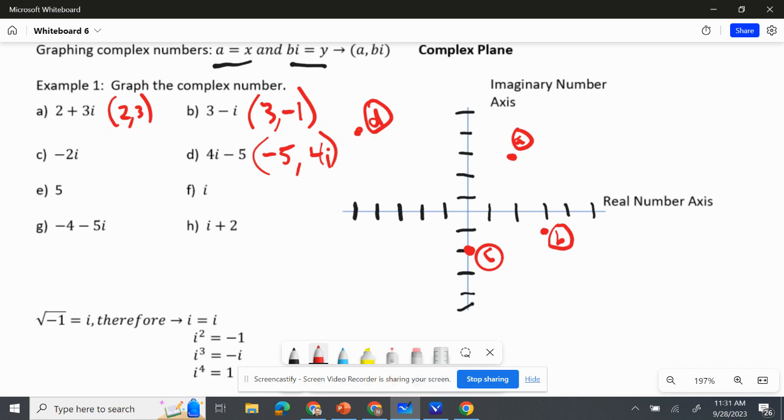So for letter E, what we have is positive 5, so it just goes to the right 5. Then for F, it's i, so it just goes up 1. G, it's negative 4, so we go left 4 and down 5. And then for H, just like the one for letter D, we switch it around. Our real number goes first, our imaginary number goes second. So it's (2, 1) for our H value. So that's how we plot it.